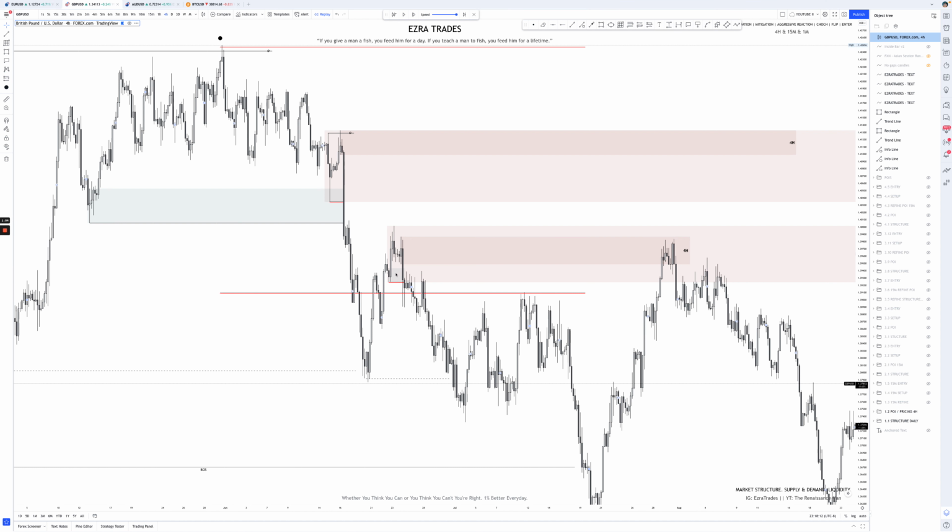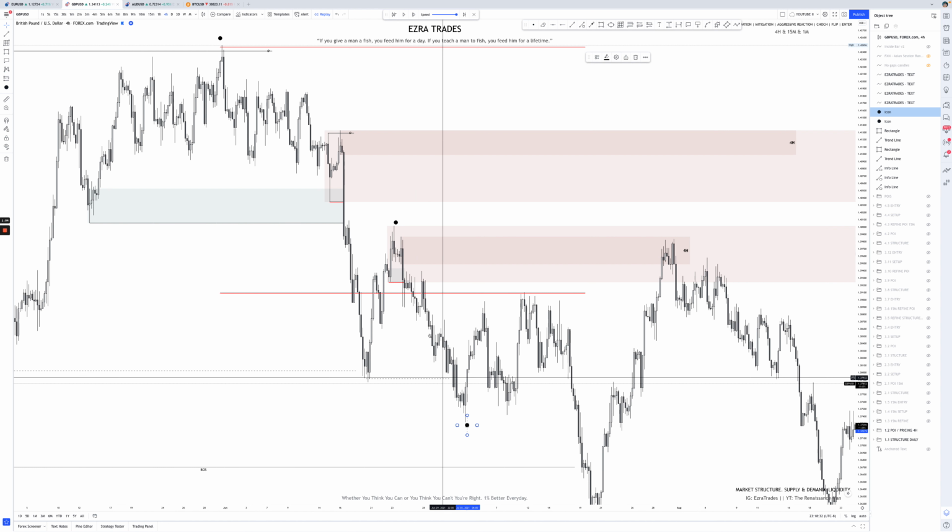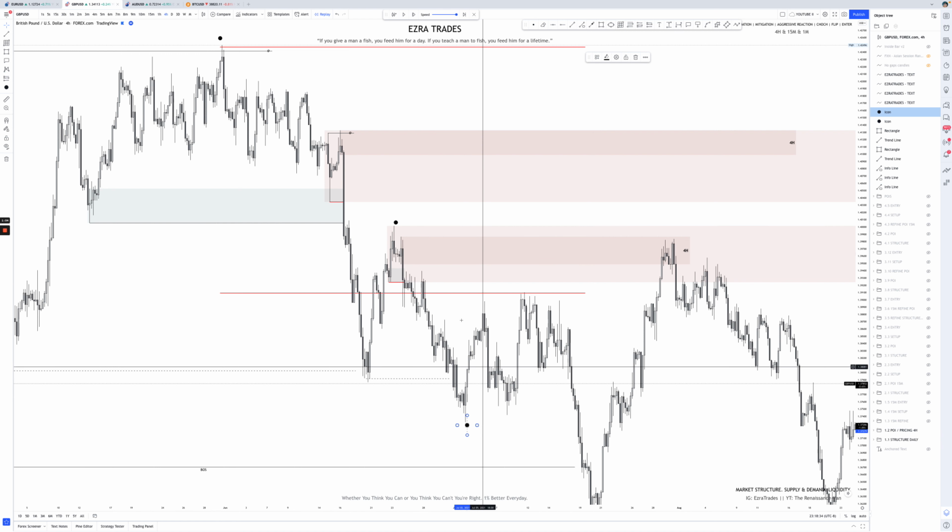We did not come back to tap this demand. We just ran straight through it. So this is the extreme that broke structure in this leg. And you can see because we formed a new leg. We have this high to this low. We broke structure. So technically we have points of interest in here.